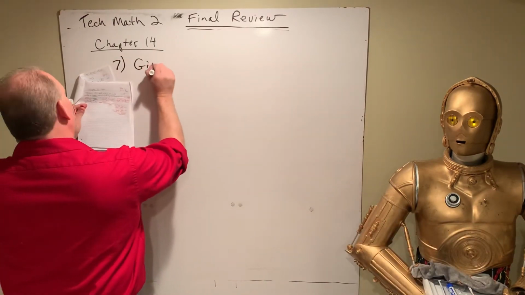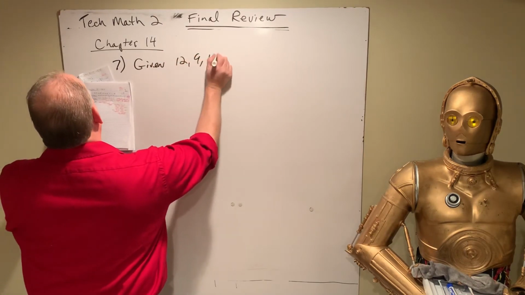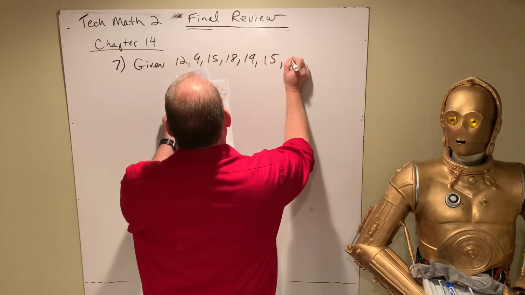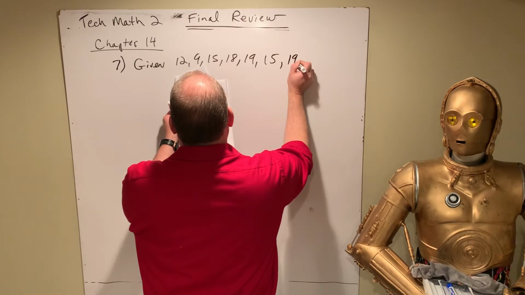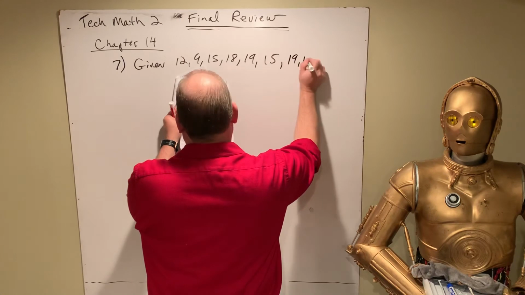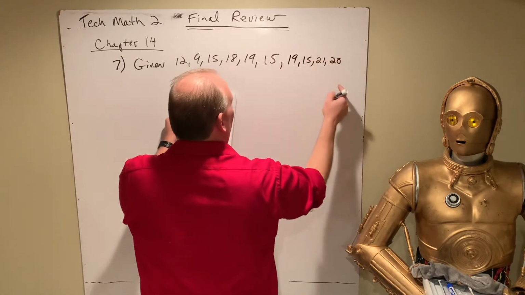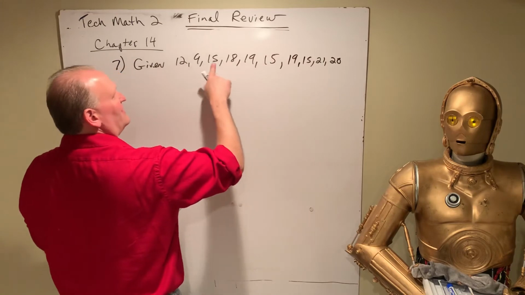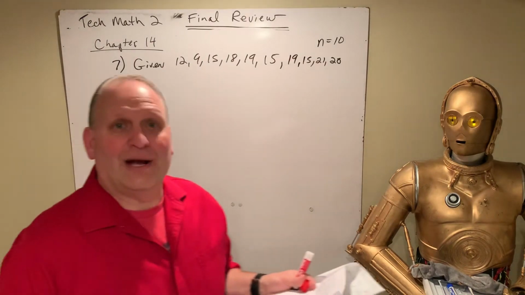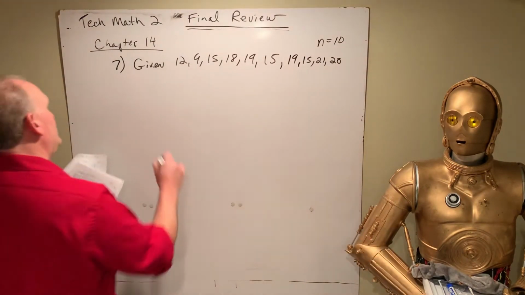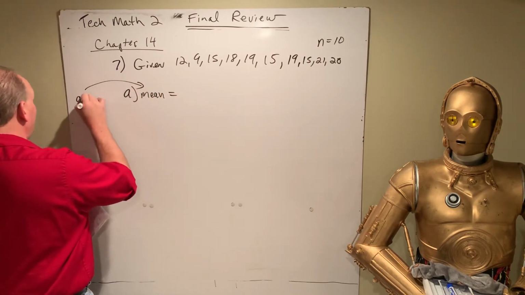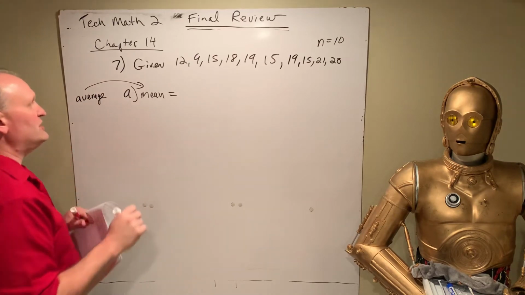Number 7, it's given 12 and 9 and 15 and 18 and 19 and 15 and 19 and 15 and 21 and 20. Let's double check. 1, 2, 3, 4, 5, 6, 7, 8, 9, 10. Yep. So n is equal to 10. N is usually the standard number you use for how many pieces of data that you have. So we have 10 pieces of data. When we find the mean, that's what most people call the average. All of these are actually averages or measures of central tendency.